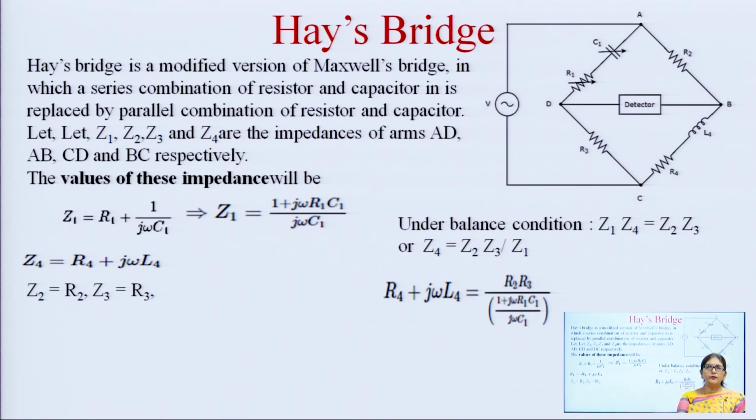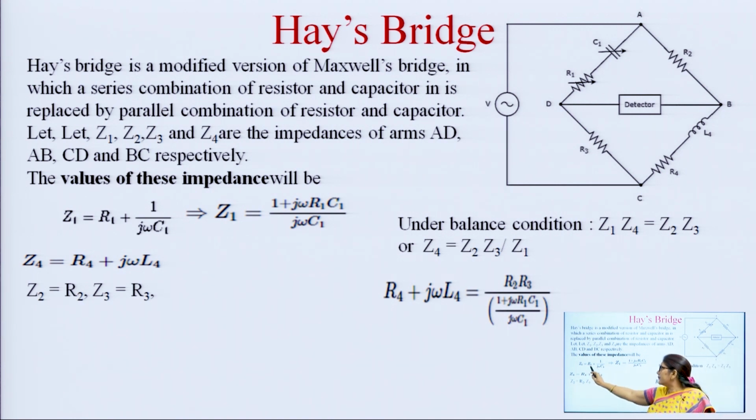Then next is the Hay bridge. This bridge was proposed by Hay, and it is basically a modification of Maxwell's bridge. Here the inductance, represented by L4 in series with its inherent resistance R4, can be compared with the standard C1 and R1. The balance condition is achieved by varying C1 and R1. Here we can see that C1 and R1 are a series combination.